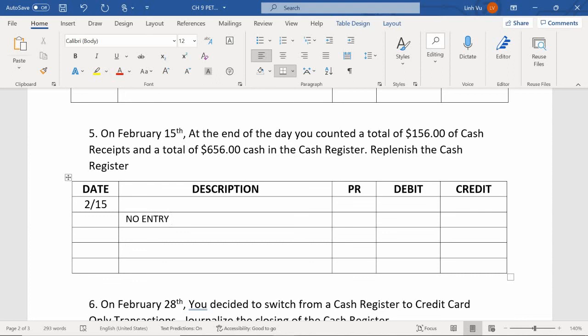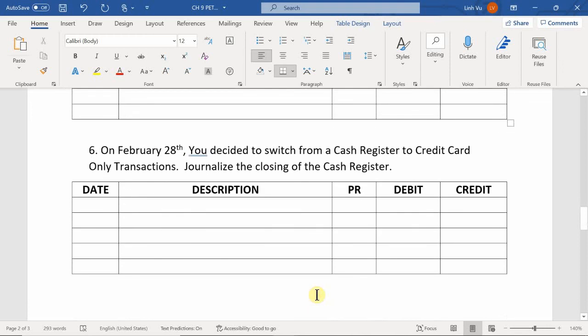However, the only thing that you need to do here is match the cash in the register with what you began with plus the amount of profits from your cash receipts, to equal the total amount that you have now in the cash register, which I'm not going to test you on. So in this case, this cash register does not need to be replenished. Okay. Question number 6, on February 23rd, you decided to switch from a cash register to credit card only transactions. So in this case, we need to journalize the closing of the cash register. So how do we close out the cash register?